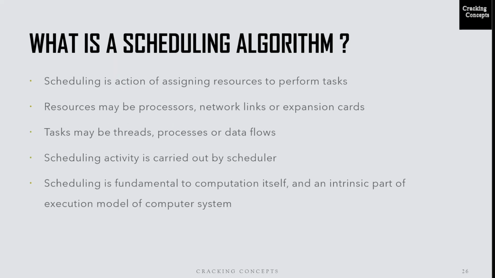Now, what is a scheduling algorithm? In computing, scheduling is the action of assigning resources to perform tasks. The resources may be processors, network links, or expansion cards. The tasks may be threads, processes, or data flows. The scheduling activity is carried out by a scheduler. Scheduling is fundamental to computation itself and an intrinsic part of the execution model of a computer system.